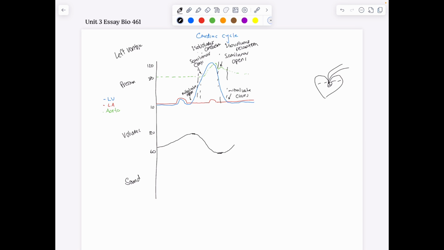So now we have sounds. If we go down where the isovolumic contraction phase occurs, we'll have our first sound, and that will be our lub. And then when we have the relaxation, that will be our dub. And that sums up the cardiac cycle.